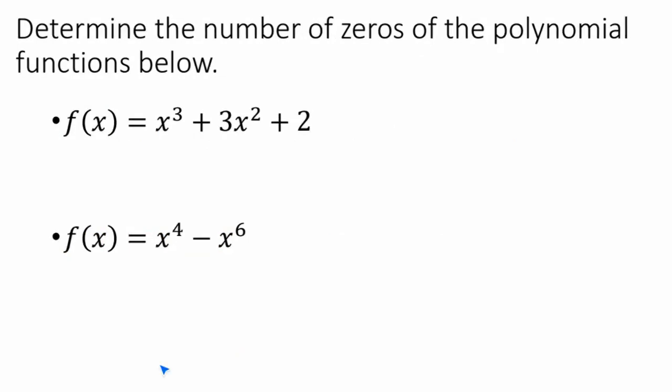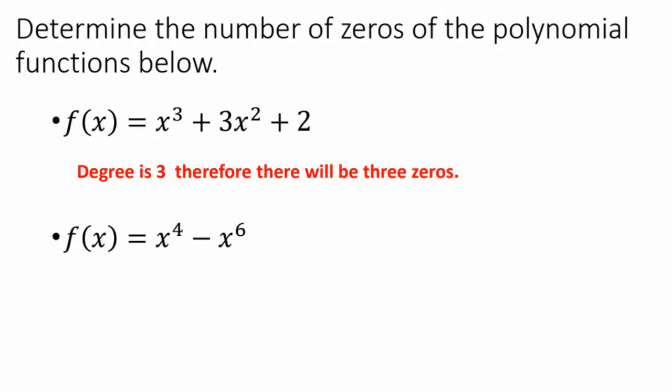Here we have determine the number of zeros of a polynomial function. To determine the number of zeros, we're going to be looking at the degree. Our first polynomial has a degree of 3, and the degree is found by looking at the largest exponent, so in this case 3. This first example is going to have 3 zeros. The second example, the degree is going to be 6. It's not in descending order, but the degree is still going to be that highest exponent, so in this case, 6.